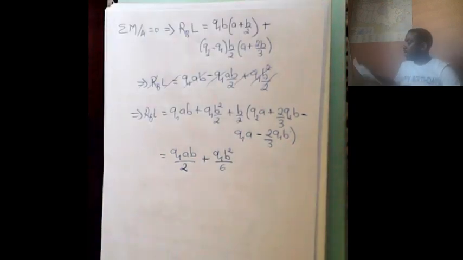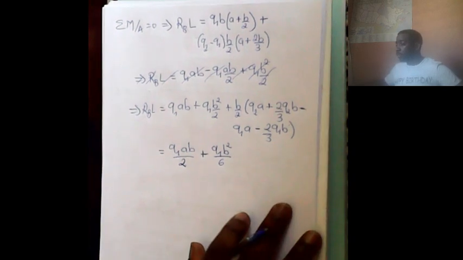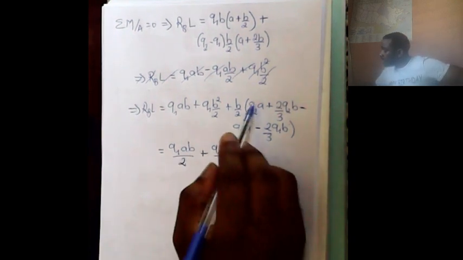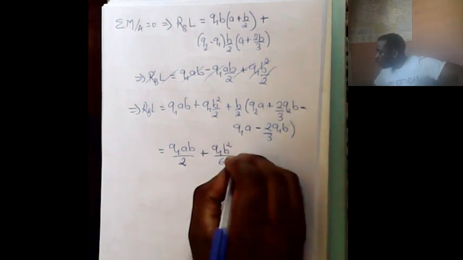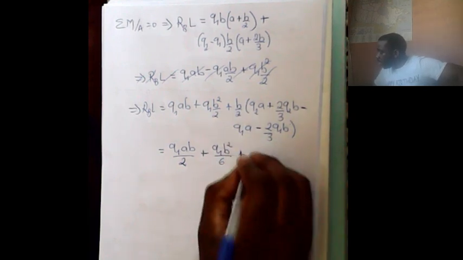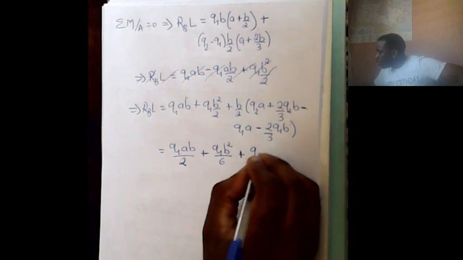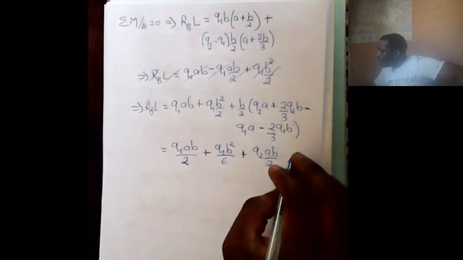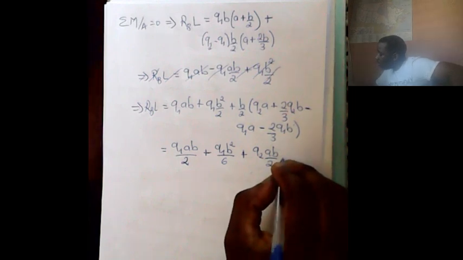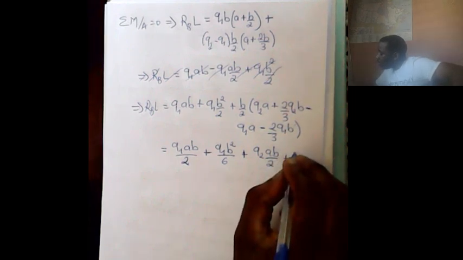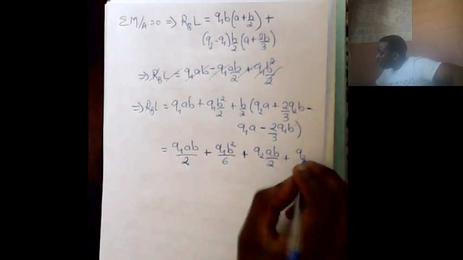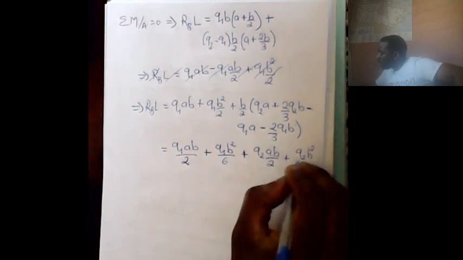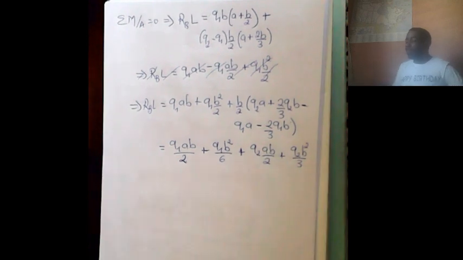That's my next term. And then what I will have next is this term in Q2, which would be plus Q2 AB on 2. And what was the last one now? Plus Q2 b squared on 3. Something like that. Okay? It should be something like that at the end of the day.